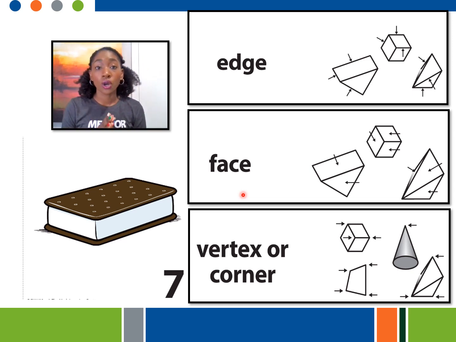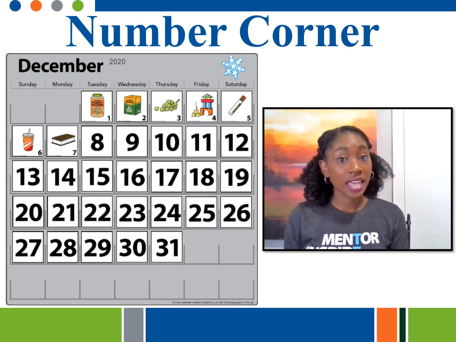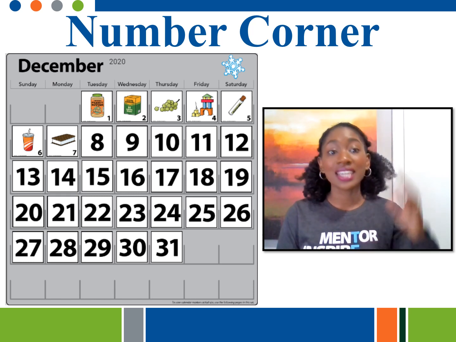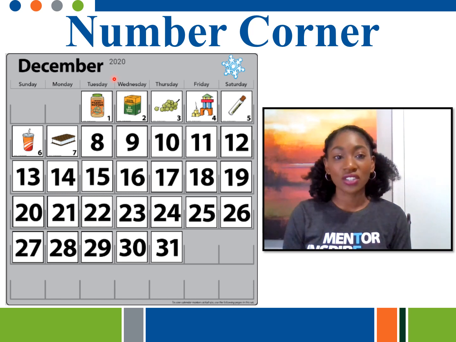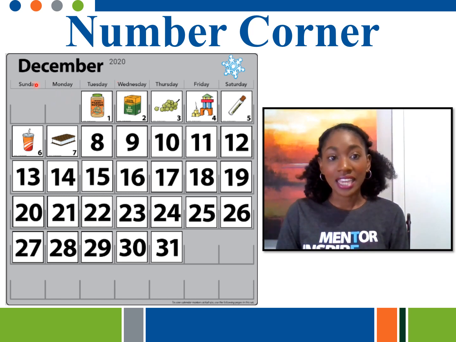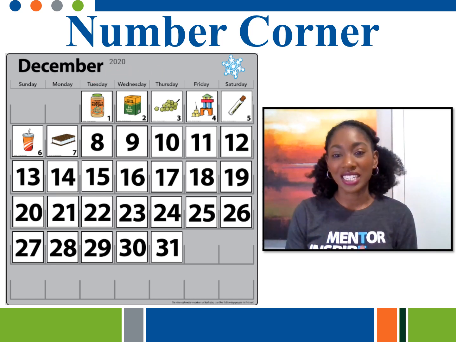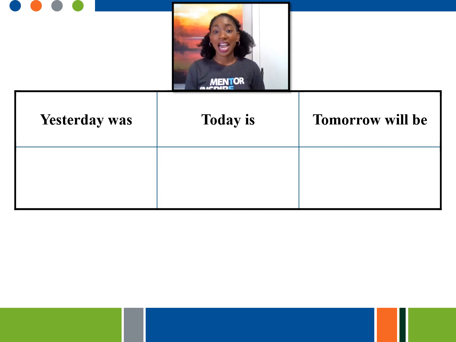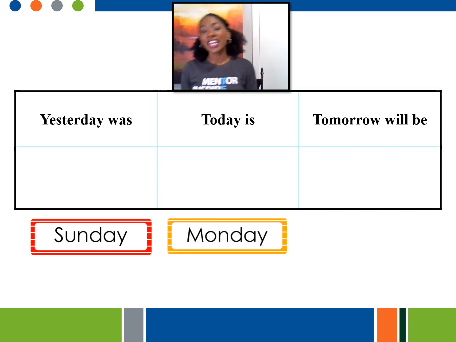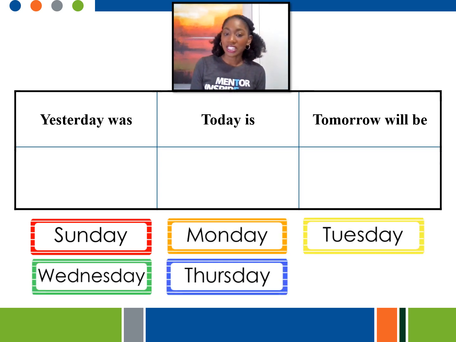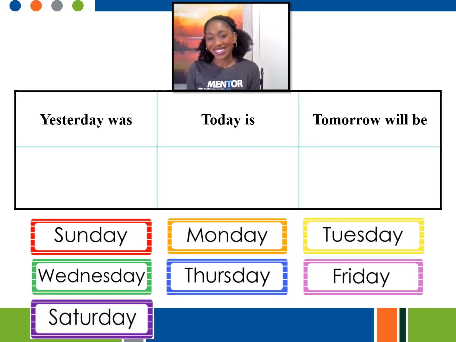Now let's keep going. We're going to go ahead and say our date for today. So we know whenever we say our date, we always start with the day of the week, and today is Monday, December 7th, 2020. Say it with me, first graders. Today is Monday, December 7th, 2020. Now let's go ahead and say our days of the week, and we always start with Sunday, Monday, Tuesday, Wednesday, Thursday, Friday, and Saturday.